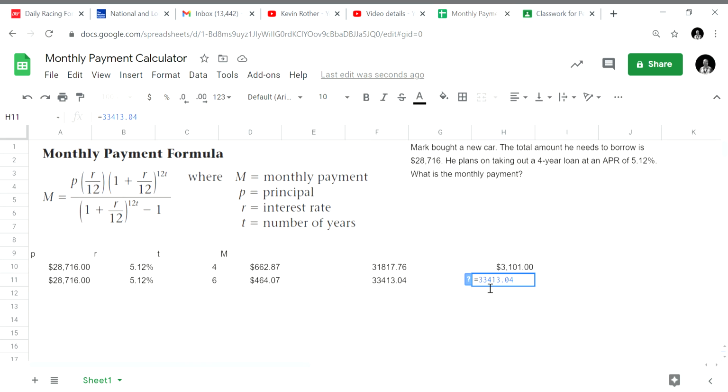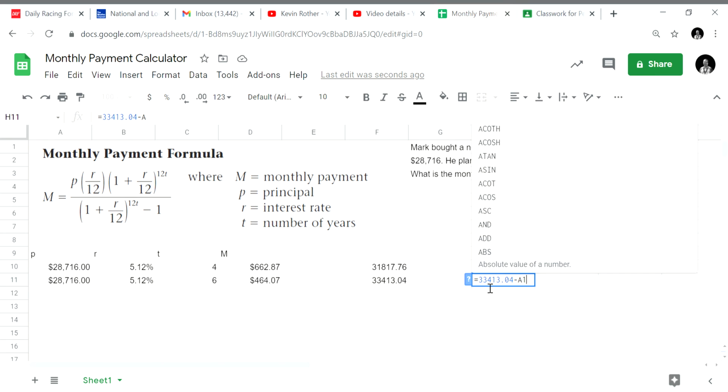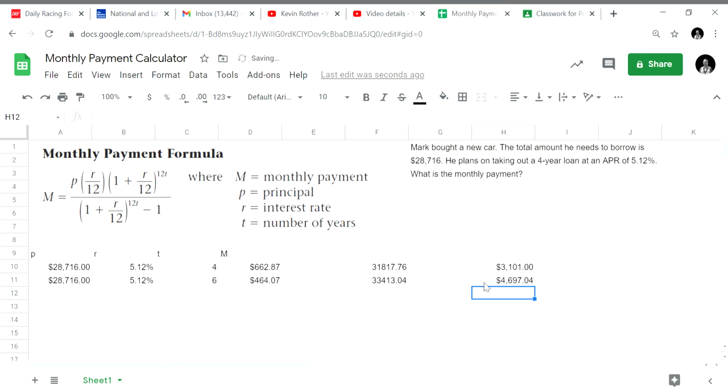So this is 33,413.04 minus A10 or A11, it's the same number, and 4,697 is your finance charge. That's how much extra you pay.